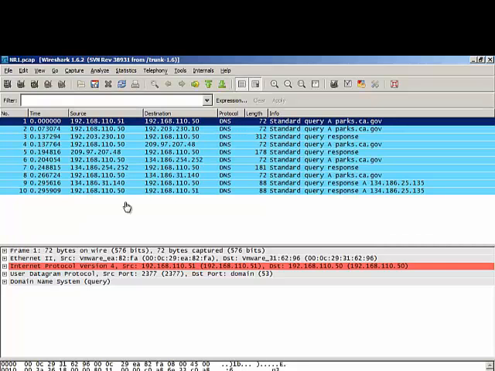Now let's tie together all these things we've learned about DNS. Here I have a packet trace of my computer doing an NS lookup on parks.ca.gov. We'll talk about packet traces in a later module, but for now you just need to know that this is a log of everything that happened on the network.